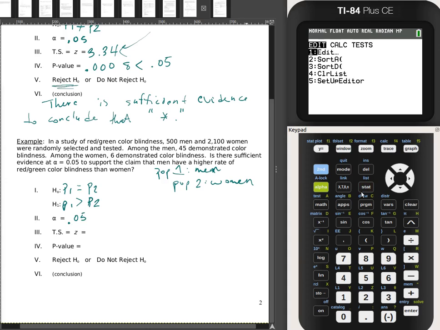It's so convenient. We will go to tests, to 2-PropZTest, and let's get the new numbers in here. For population 1, we had 45 colorblind men out of the 500 that were sampled, and then we had 6 colorblind women out of the 2,100 that were sampled, and we want to see whether the proportion for men was greater, so we want the greater one, than the proportion for women. Let's calculate it. Wow, look at that p-value.